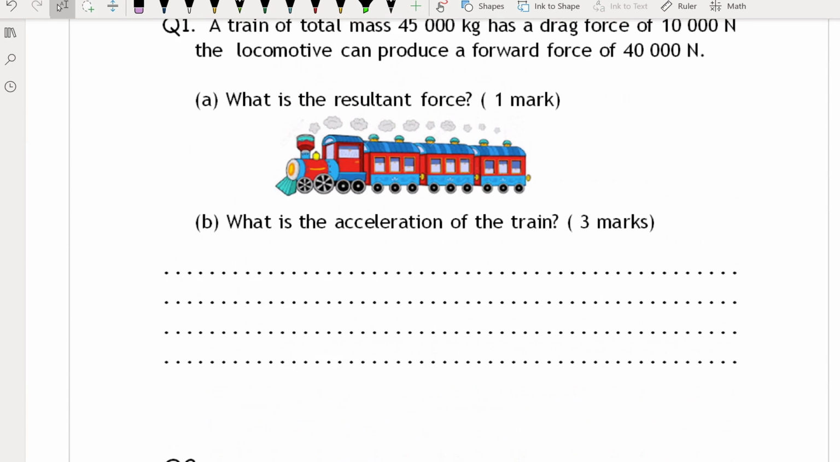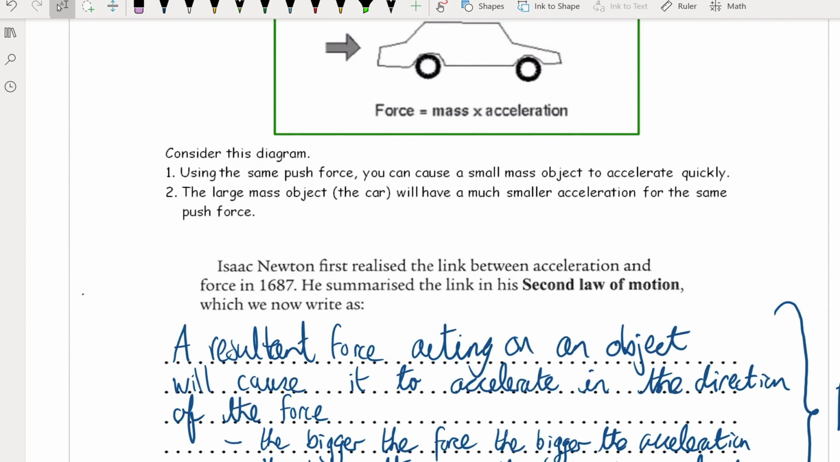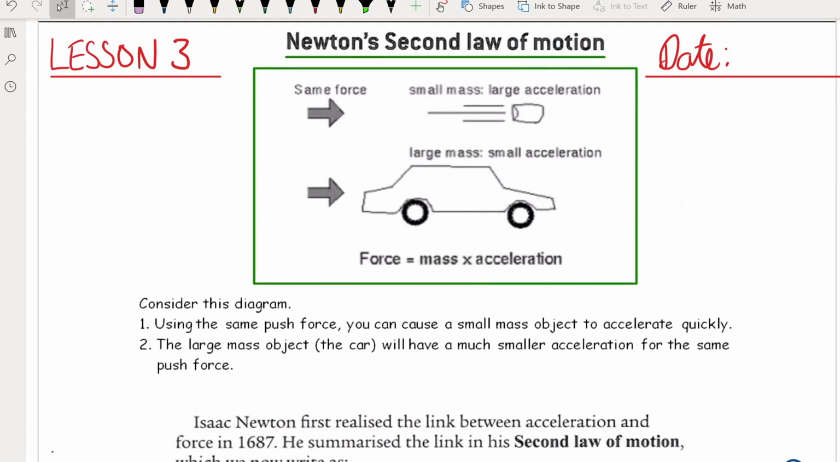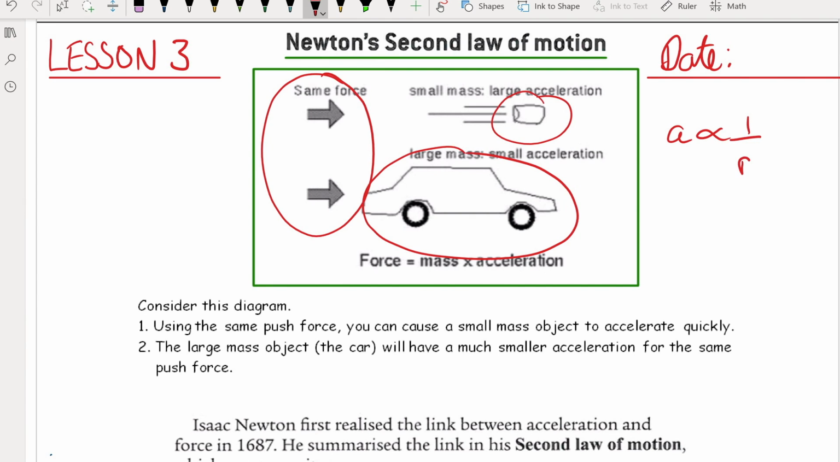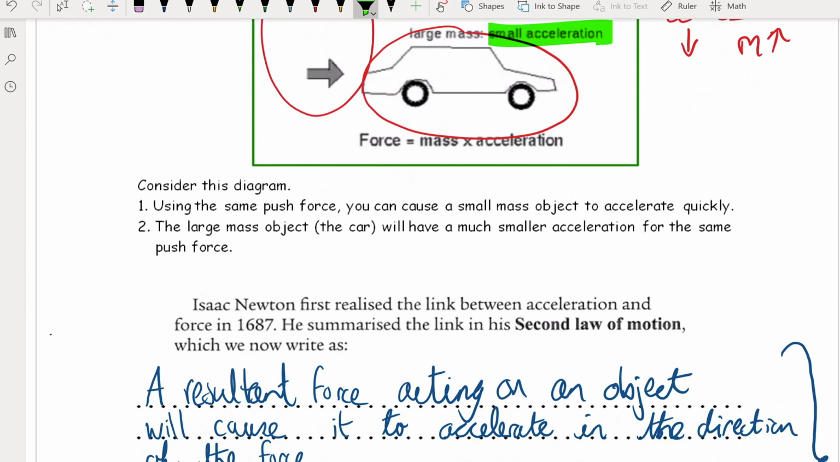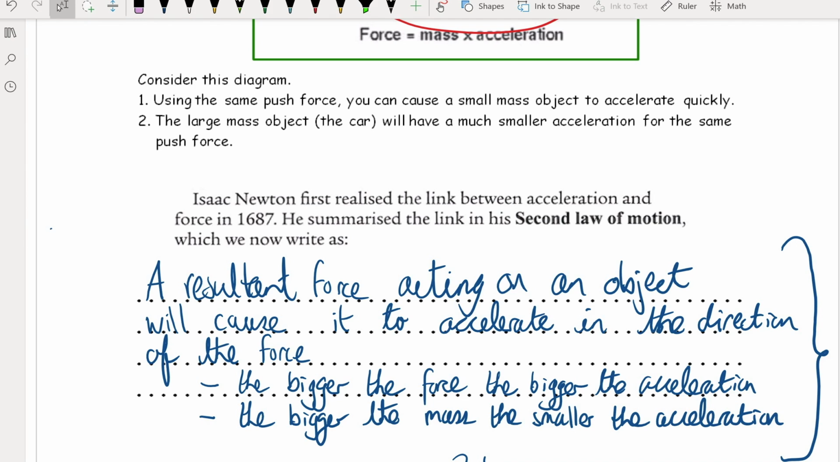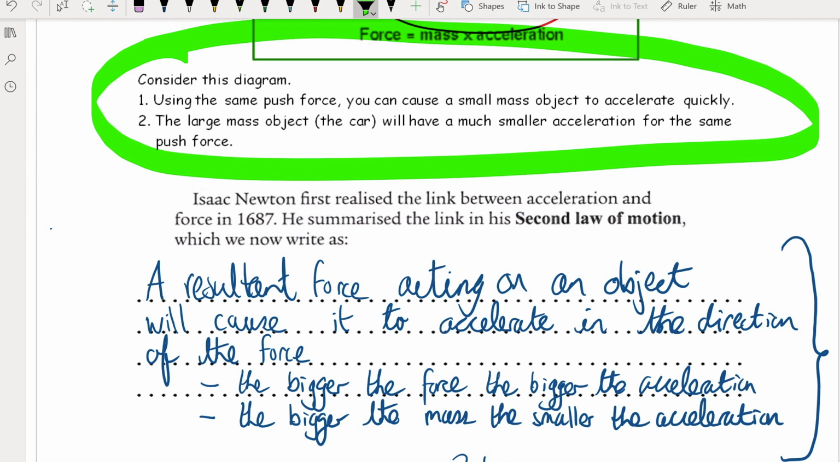We'll be doing some of these worked examples in a moment, but first, let's consider these two objects. Small mass, big mass, same force. As I just mentioned, the bigger the mass, the smaller the acceleration. Therefore, this bullet has got a much larger acceleration than the car. There's an explanation for that just there.